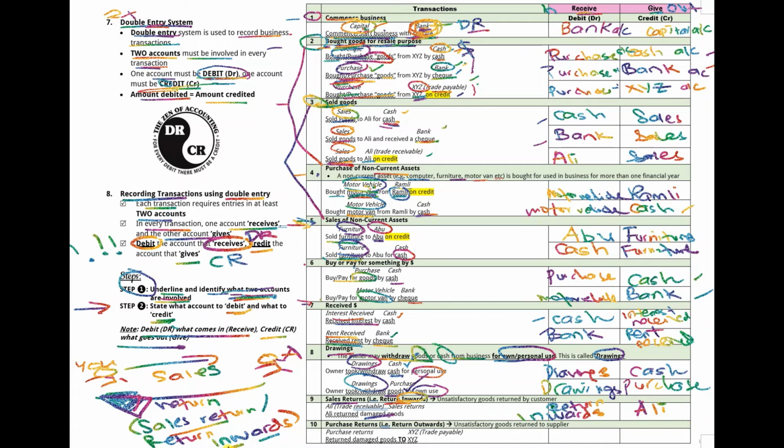Another name, or you can also write sales return. It's up to you, but I think it's better to write sales return. But in order for you to identify easier, you can see inwards. So it's on the receive side, debit side. So sales return by Ali. Ali gives out, and here sales return. The last one, let me erase this one first.